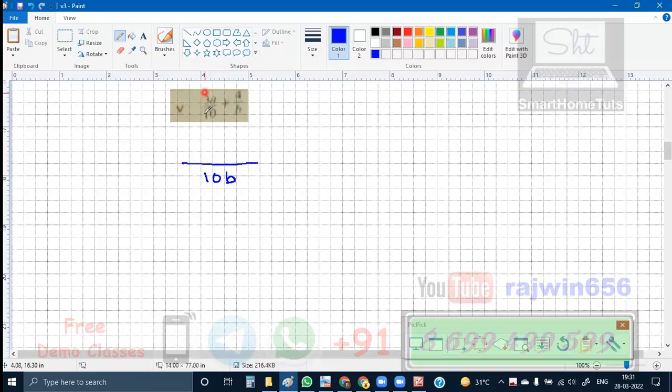Whatever the term is there here, the first term is 3a upon 10. This you have to multiply by the LCM. LCM is 10b. Now what I can cut over here, I can cut this 10 and 10. What is remaining here? 3 is remaining, a is remaining, and b is remaining. So here in the numerator, I'm going to have 3ab. Then plus sign is here.